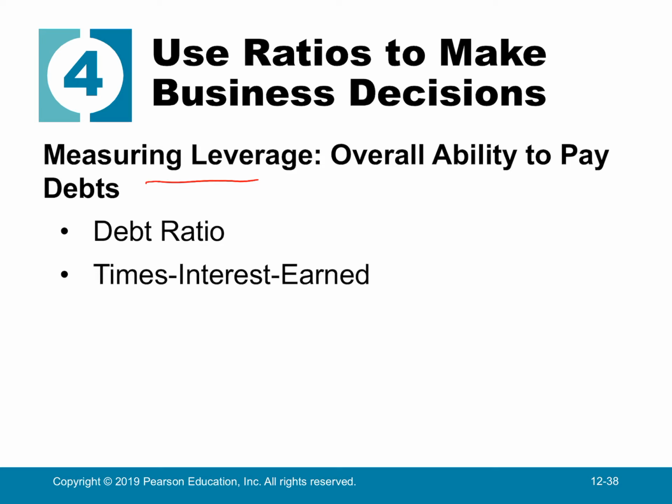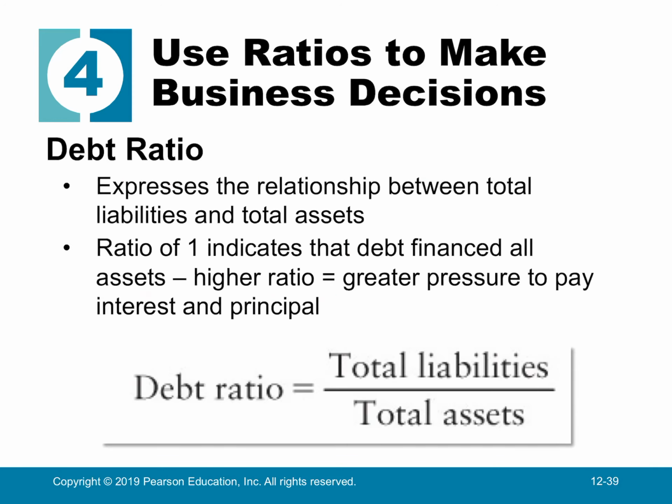Let's talk a little bit about leverage now. So this is our overall ability to pay debts. We would look at the debt ratio and the times interest earned ratio. So the debt ratio just takes our total liabilities and divides it by total assets. It gives us an idea of how levered or how in debt our company is. So at the extreme, we would have a ratio of 1, right? If we have 100 of liabilities and 100 of assets, that means we have 0 stockholders' equity, right? So all of our assets are owned by outside creditors through liabilities.